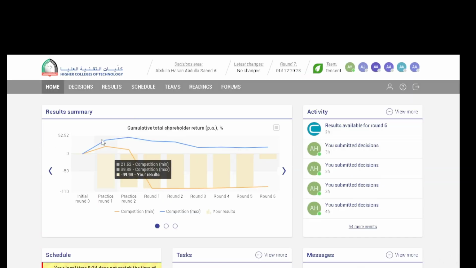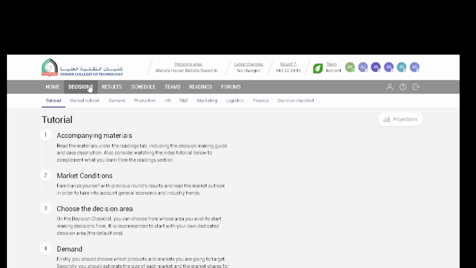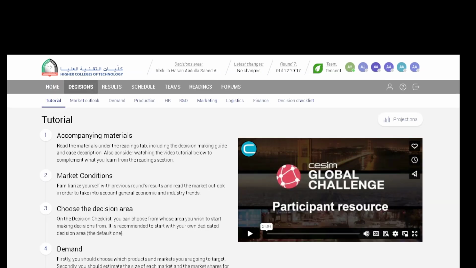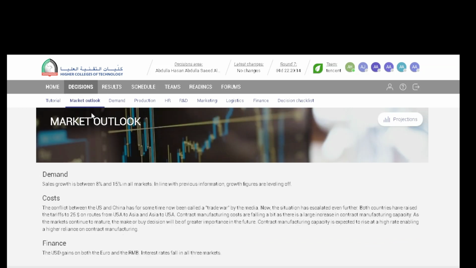We have already done round 6, so the results for round 6 are available. And now we are going to work on round 7, so we shall go on decisions. And the market outlook, so that you can see what the market wants.